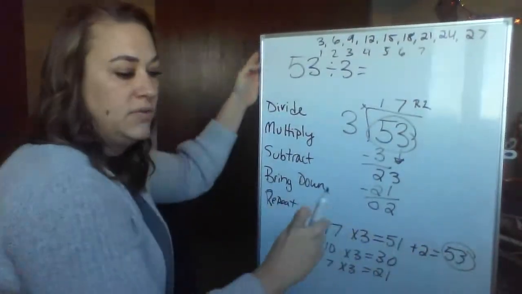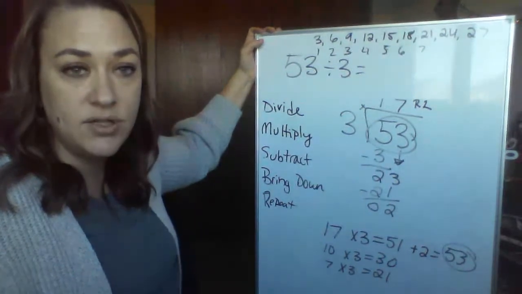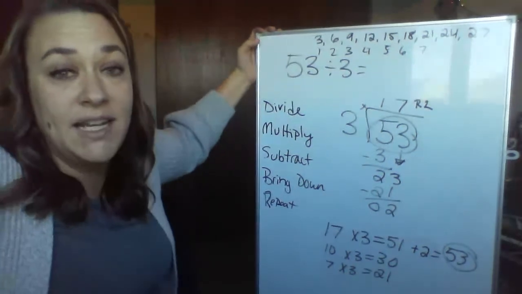Division can be tricky, but like I said, repetition is where you're going to master it. So keep practicing. Don't give up. Don't get frustrated. You're going to be masters at it because we're going to work on it a lot.